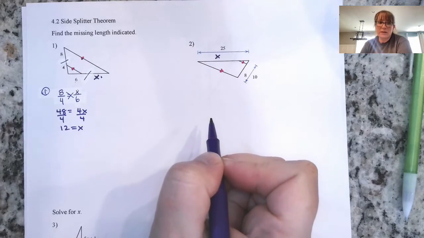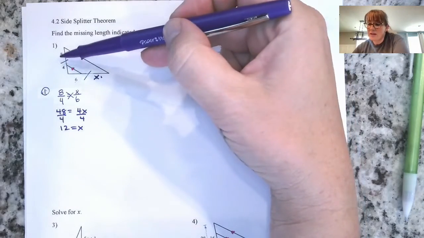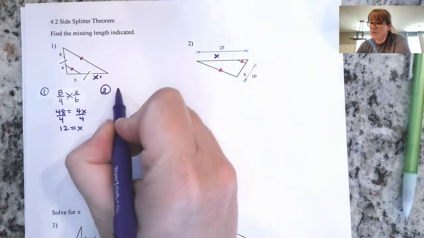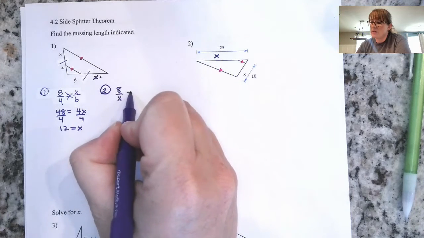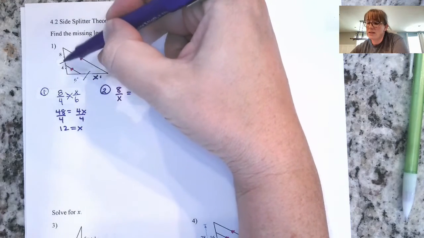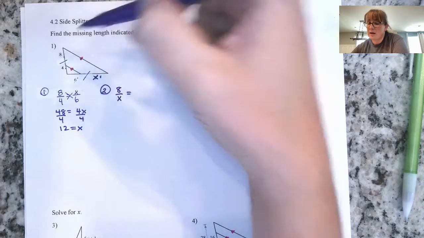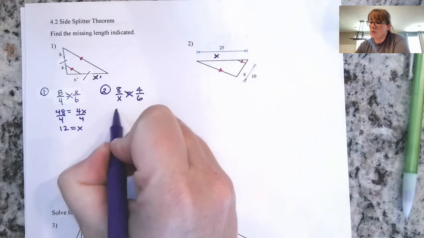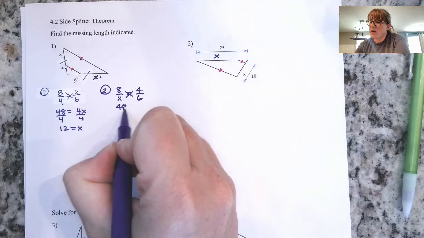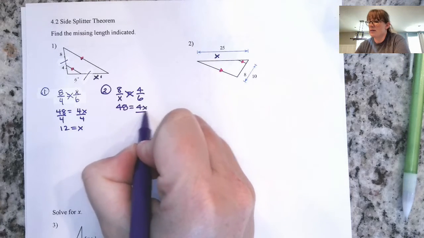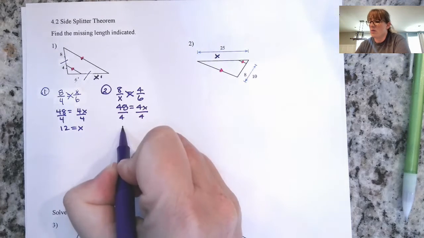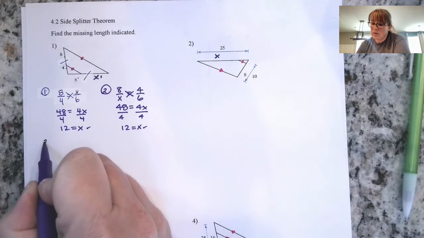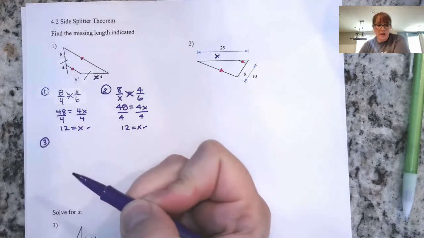Another way we could do this is we could say that this portion over this portion. So let's say this is method 2: 8 over x equals 4 over 6, because 8 we want to go on the same side. So now we're going to go 4 over 6, cross multiply, you get 48 equals 4x. And oh my goodness, guys, it's the same thing. Okay, here are two other ways we could do that.